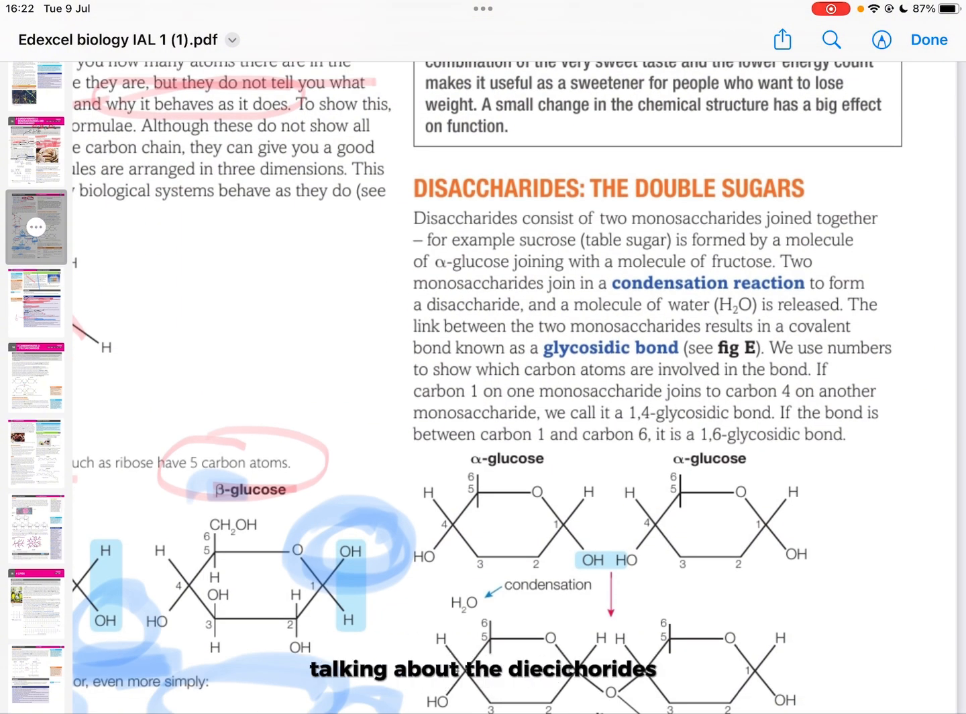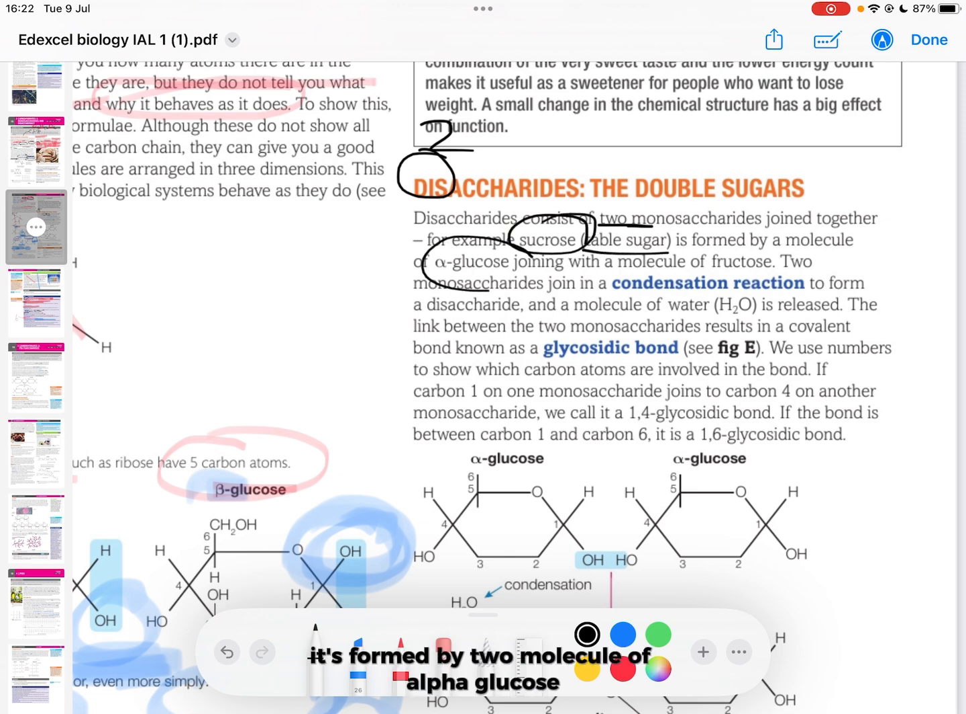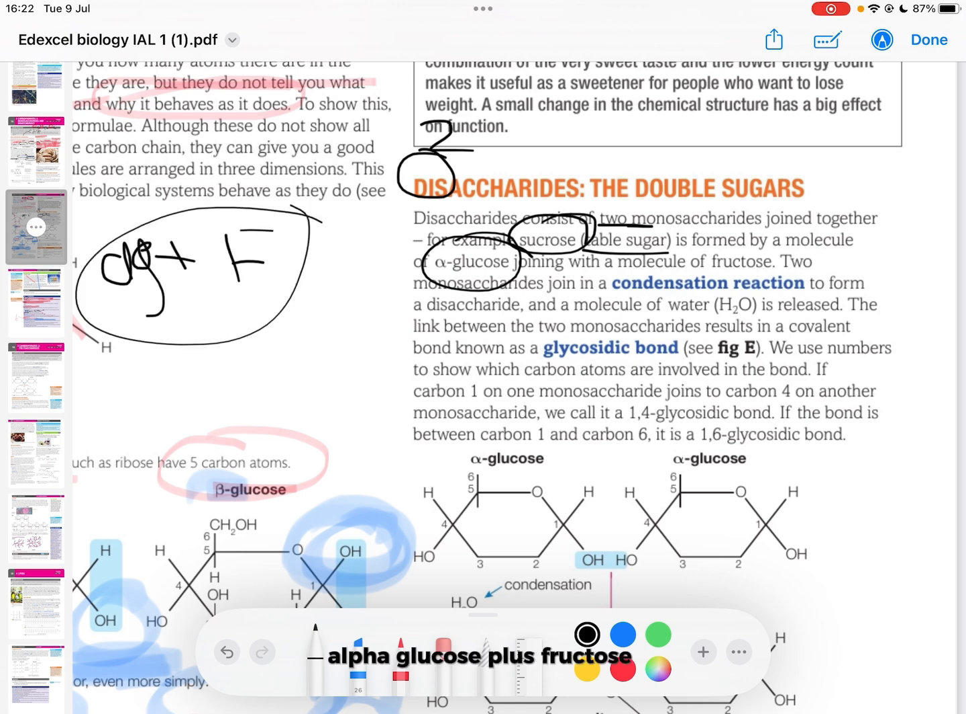Now talking about the disaccharides. Disaccharide means two, okay, di is two basically. So a disaccharide consists of two monosaccharides joined together by a chemical bond. For example, sucrose, which is the table sugar we eat, is formed by a molecule of alpha glucose joining with a molecule of fructose. So alpha glucose plus fructose equals sucrose.